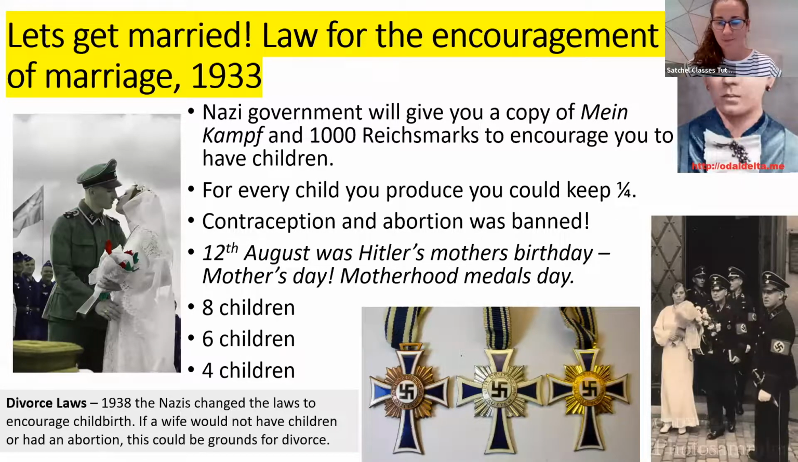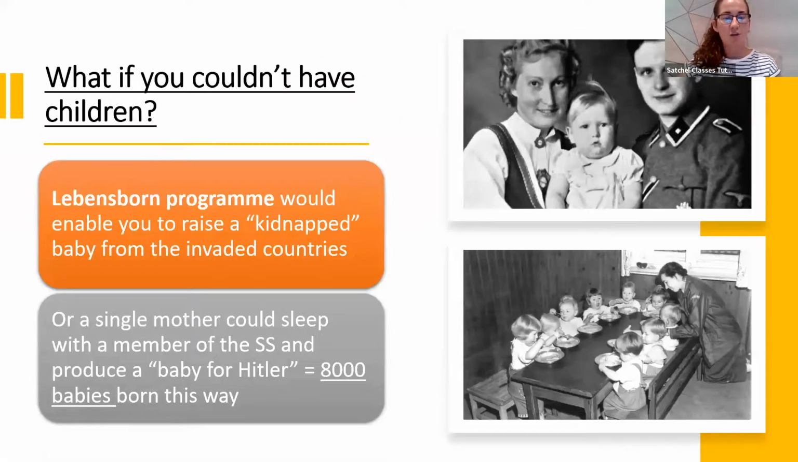Okay, let's move on. So what if you can't have a child? What if you are that couple that just can't produce a child? Well, don't worry, Hitler's got a plan for you. So he's got the Lebensborn program. It's put into 2 parts. One, Hitler and the Einsatzgruppe are busy kidnapping children from other countries and bringing them to you.